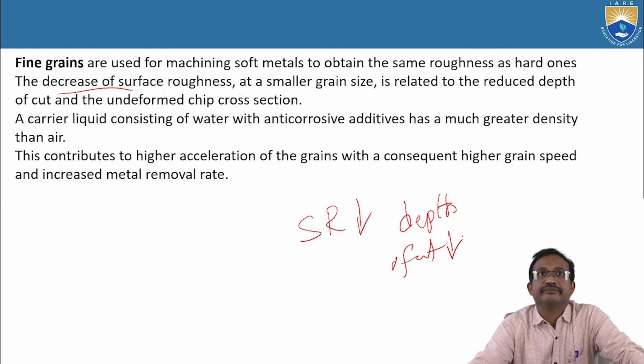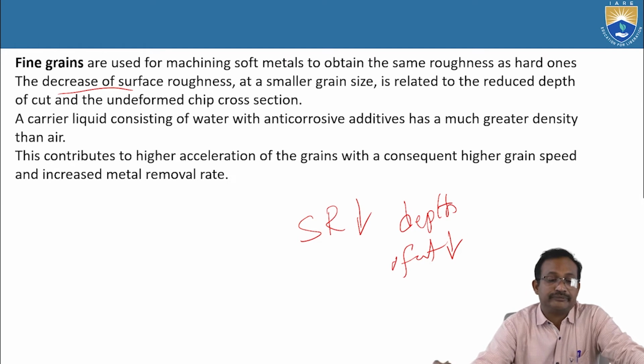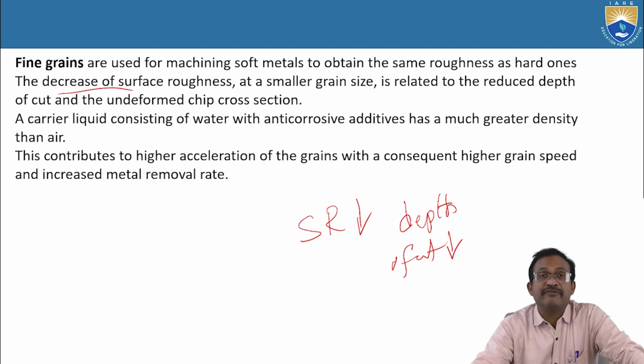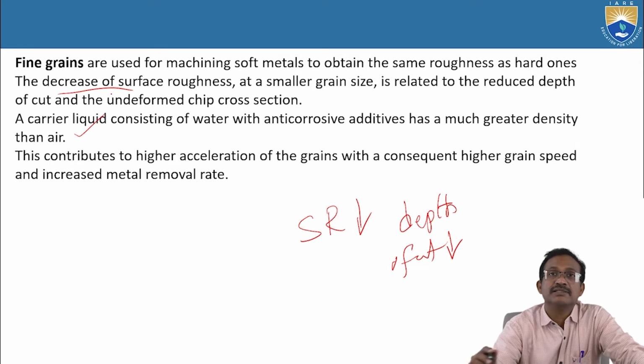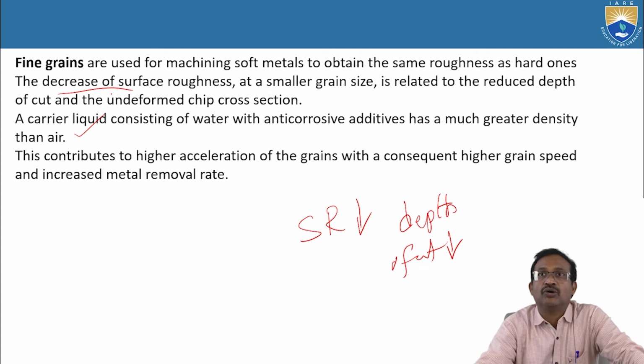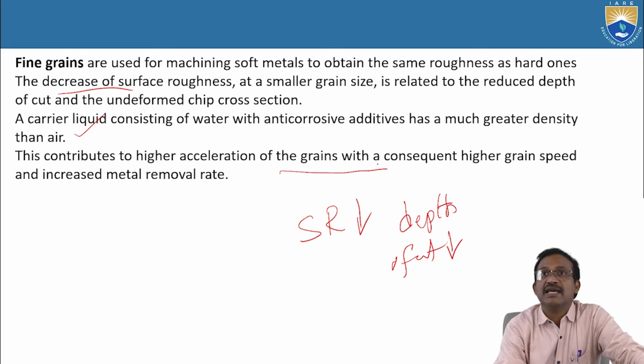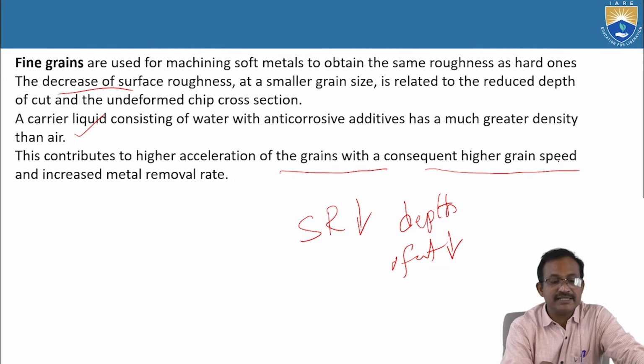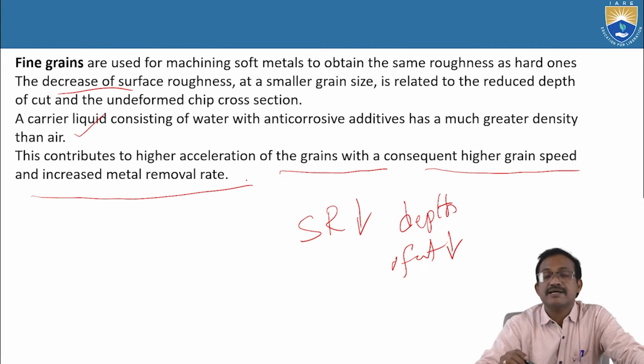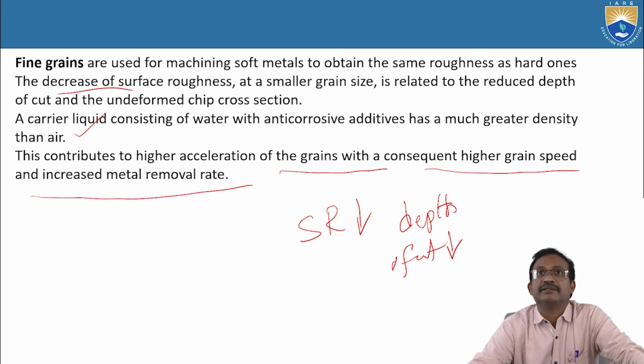A carrier liquid consisting of water and anti-corrosive additives has a much greater density than air. This is very obvious. This contributes to higher acceleration of the grains with a consequent higher grain speed and increased metal removal rate.